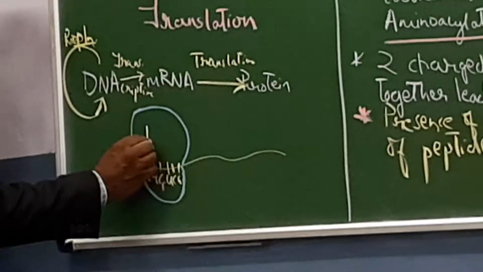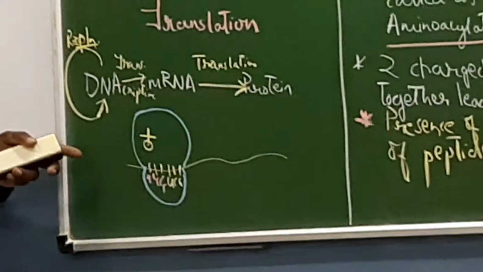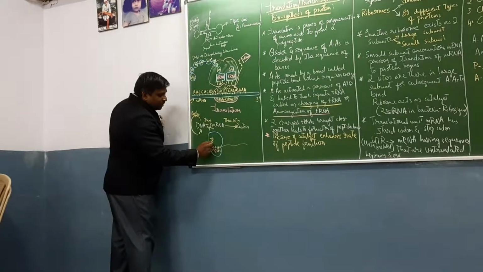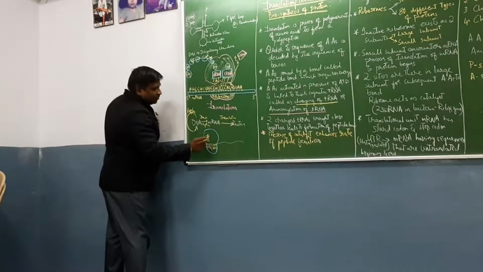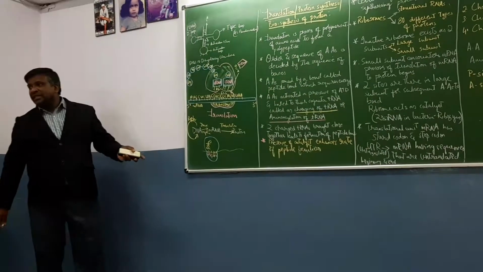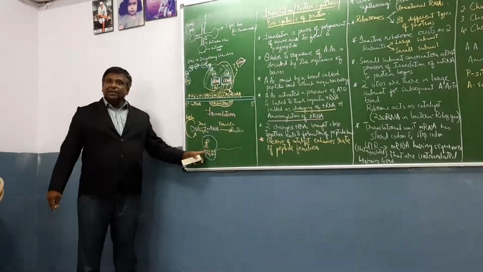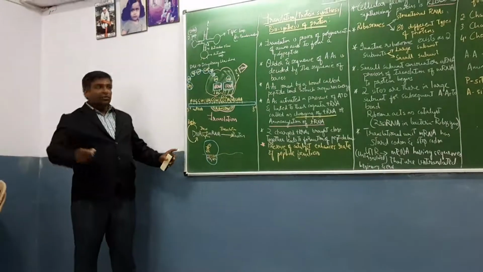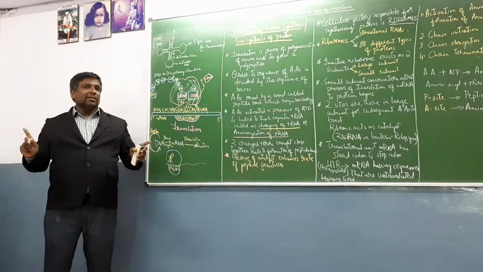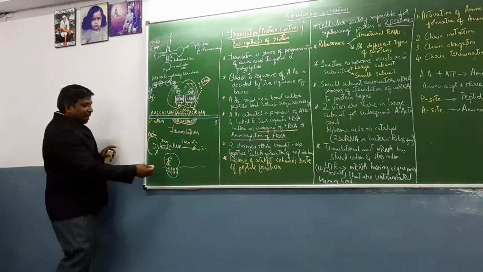I'll be drawing it in this way. What is complementary to AUG? UAC. And what will this amino acid arm have? Formyl methionine. Here is formyl methionine, attached to the tRNA. That first site, what do we call it? P site. Always remember PA. P stands for peptide site, and A stands for amino acid site.